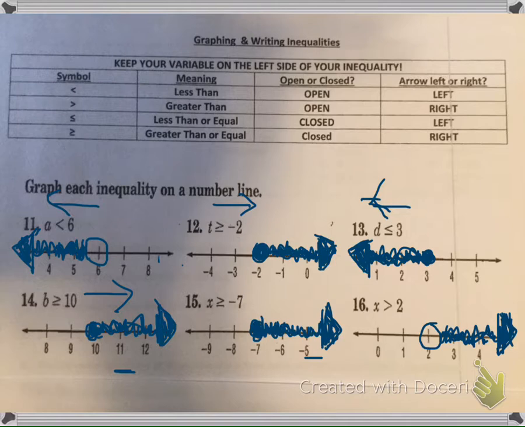Less than or equal to, closed circle, less than 3 to the left. Greater than or equal to 10, that's a closed circle, and these numbers are greater than. x is greater than or equal to, closed circle, negative 7, these numbers are greater than negative 7. And x is greater than 2, open circle, numbers greater than 2. And that's graphing the inequalities.